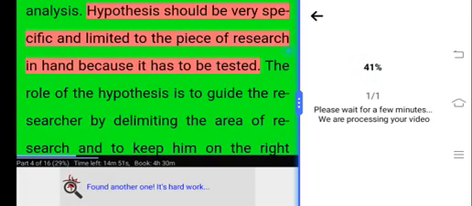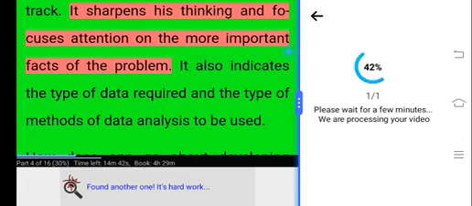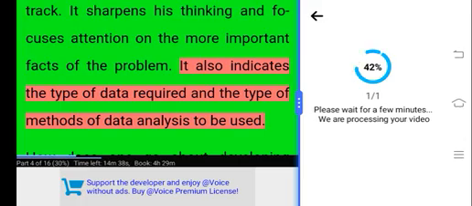Hypothesis should be very specific and limited to the piece of research in hand because it has to be tested. The role of the hypothesis is to guide the researcher by delimiting the area of research and to keep him on the right track. It sharpens his thinking and focuses attention on the more important facts of the problem. It also indicates the type of data required and the type of methods of data analysis to be used.